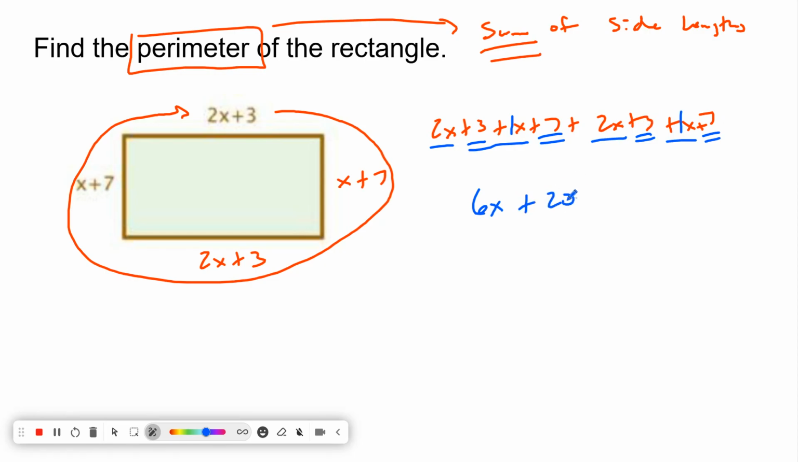That's positive 20. And if you want to be technical, right, perimeter is a distance or length, so it's just going to be units. So if it was feet, it'd be feet. If it was inches, it'd be inches. So 6x plus 20 units.